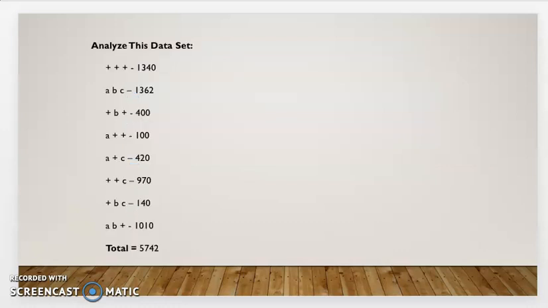And this is our given data set. You can see it is a number of genes and their offspring ratios. Now, if we add up all the offspring ratios, we come to the total of 5,742 pairs.